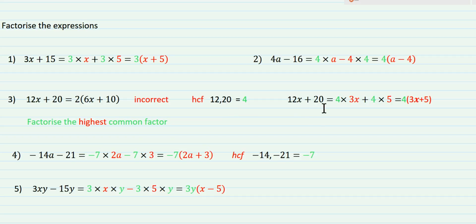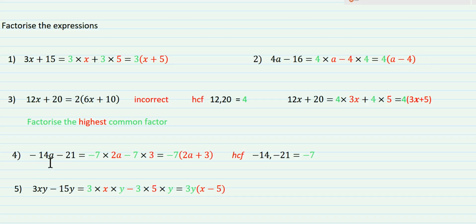So again we have 12x plus 20. We can split the 12x into 4 times 3x, because 4 times 3 is 12. So we'll have 12x plus 4 times 5. 4 times 5 is 20. Now 4 is common to both of them, so you put the 4 outside, and what's left behind is what goes in the bracket. So you have a 3x here, so you put that here, plus 5. So in the close bracket, 3x plus 5. If you multiply this out, you'll get this. So 4 times 3x is 12x, and 4 times 5 is 20.